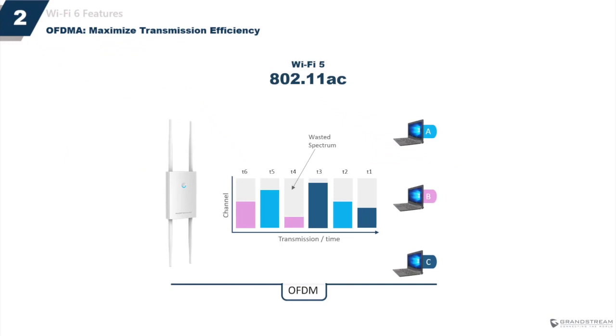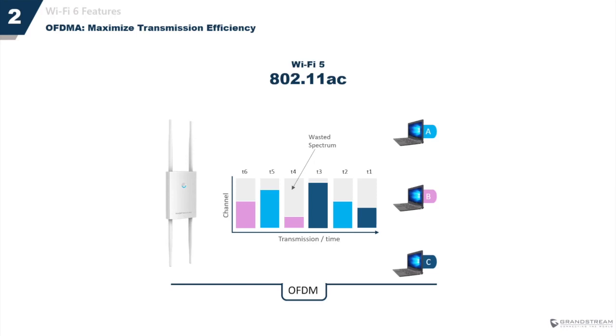Before we explain how OFDMA works, let's first look at how OFDM works on Wi-Fi 5 and earlier versions. The OFDM modulation in 802.11ac, for example, can only transmit data to a single user. It takes the whole channel to transmit to one user at a time. The problem with that is that there is usually wasted spectrum that is not used during a transmission, especially when transmitting a small data frame.